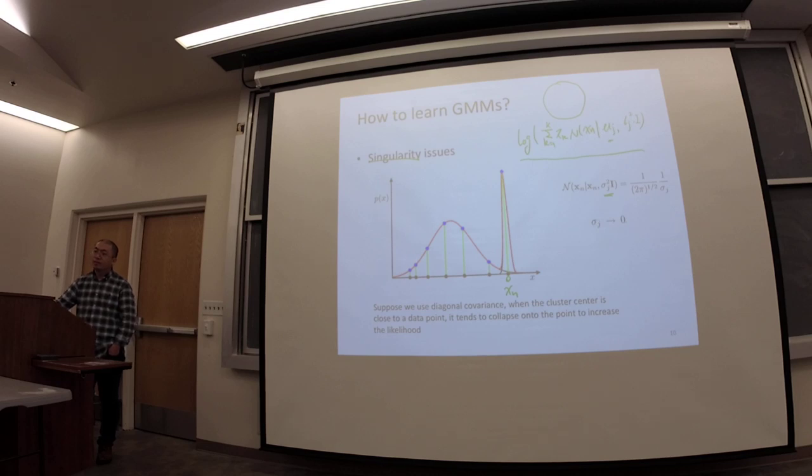Remember, you're doing a Gaussian distribution, so the Gaussian distribution works like this. You have a mu j here, and you have an xn here. Remember, xn here is fixed. I'm going to move mu j and also stretch or squeeze the width to maximize the likelihood, right? So where do I put mu j to maximize my likelihood?